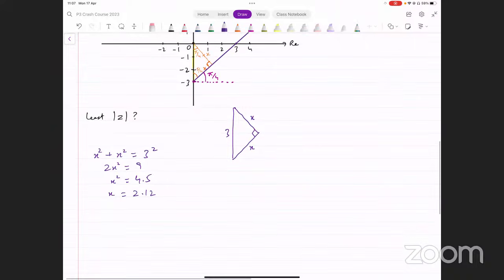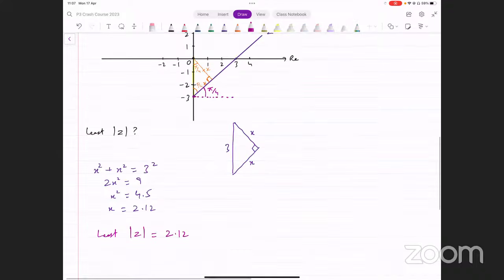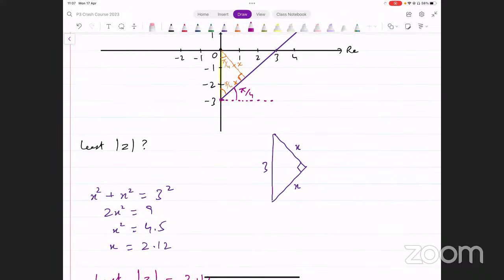So therefore, the least value of the modulus of z in this case is equal to 2.12. This is the minimum distance of the point z from the origin. You can't have a distance that's less than this. All right, so that is what we were looking for in the second part here. Okay, I hope that makes sense.